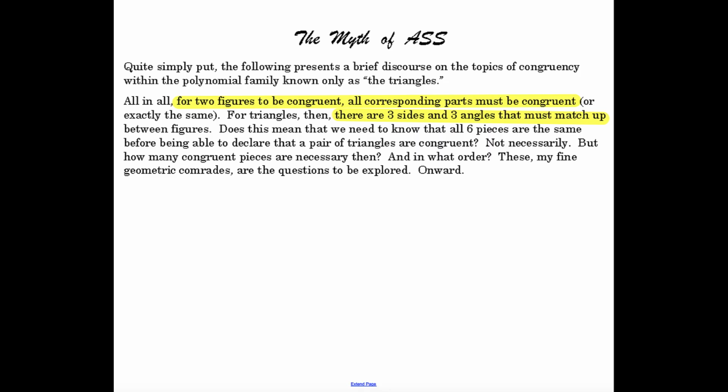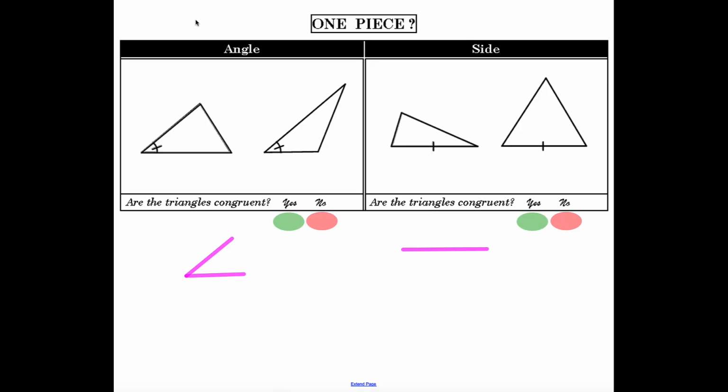Let's start at the beginning. Let's start with just one congruent piece. Is one angle enough to force two triangles to be congruent? Look at this. We've got two congruent angles. They're marked congruent, but look, they really are congruent. However, I think we would agree there's no way those two triangles are the same shape. So we're going to have to say no.